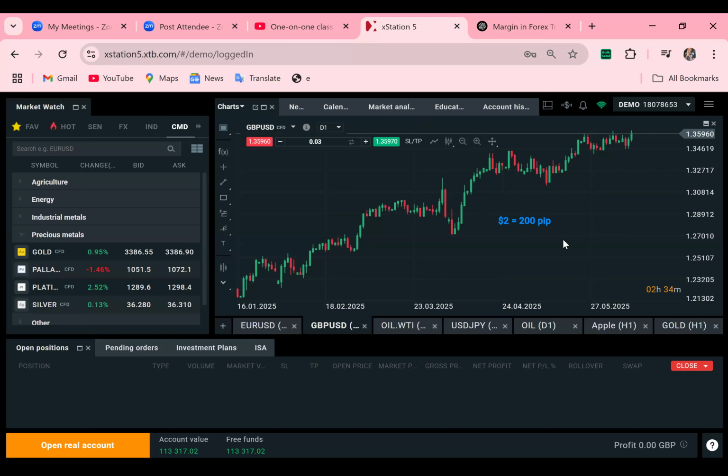So in trading, $2 equals 200 pips. Why is it that in the spot exchange, the bureau de change, or the foreign exchange market, what you will see in your bank will be $2? Now, why will it be 200 pips? It is because trading here is done on margin.